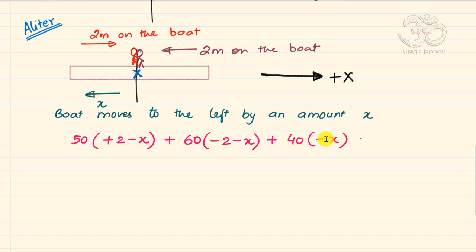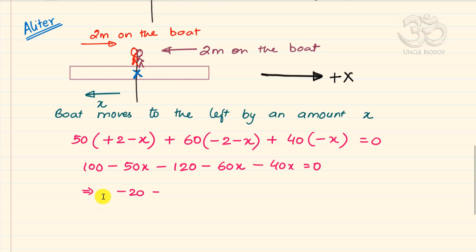So minus x, and all that should be equal to 0, and this will give you 100 minus 50x minus 120 minus 60x minus 40x is equal to 0, or 60, 40 is 100, 150, and that goes over to the other side. This is minus 20. So minus 20 is equal to 150x, or x is equal to minus 2 by 15 meter.